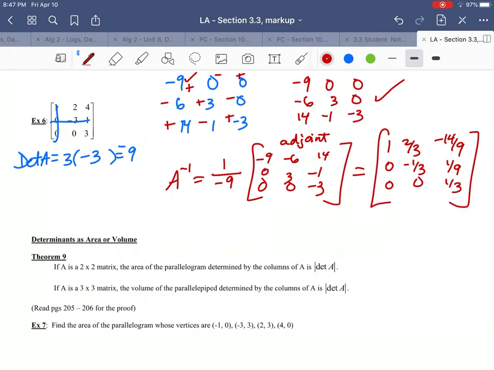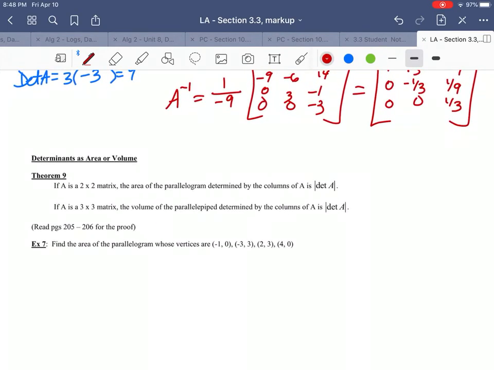Okay. All right, so the next little bit tells us about determinants and what they do to your area or your volume. Let's just read these couple little rules. If you have a 2 by 2 matrix, the area of a parallelogram is determined by the columns of your matrix. So you put in your 2 by 2 matrix, with 2 vectors that represent the sides of your parallelogram. You do the determinant, and that's the area of your parallelogram.